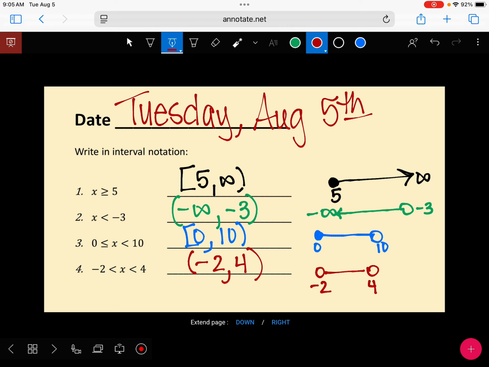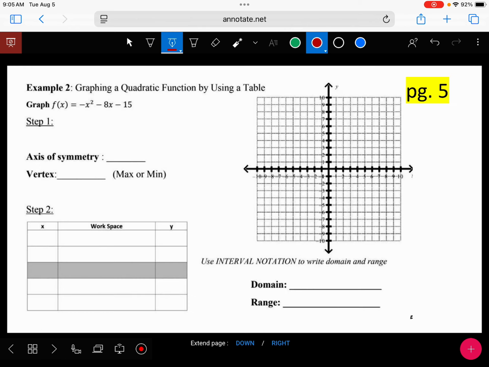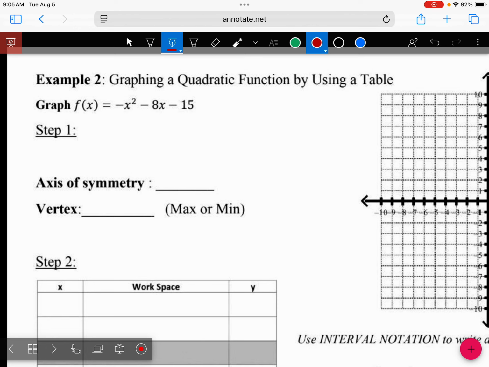All right, go ahead, take out your note packet, go to page 5. Yesterday we started graphing. We're going to continue graphing. But this time we're going to graph something that's flipped upside down, which is going to look like number 2 in your homework. So for this one, A is -1, B is -8, and C is -15. It's flipped upside down like that.